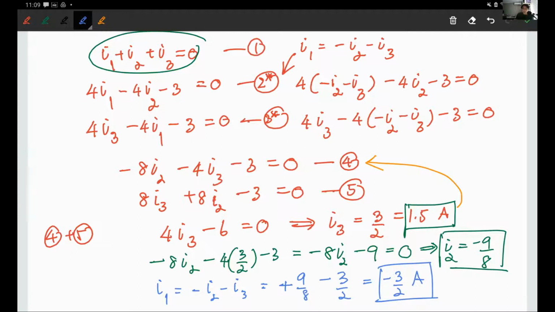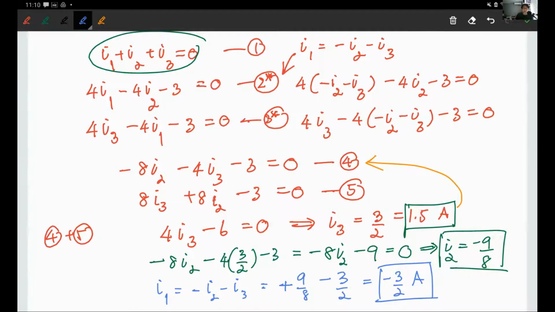Can I pick the small loop? Yes, there's a question. You can pick the small loop as well. You have 3 choices. You can pick one of the 2 small ones or the bigger one. You just need to pick 2 out of 3. What you're seeing over here is I'm just working through this system of equations to figure out I1, I2, and I3.